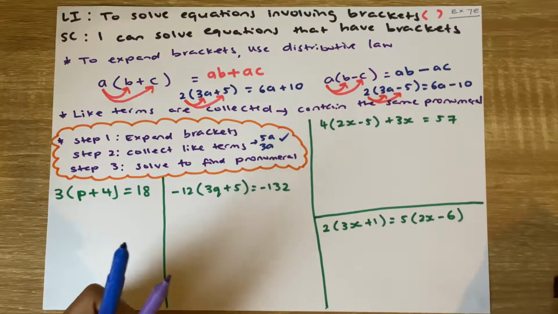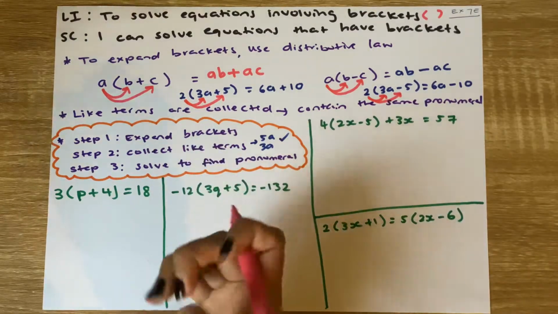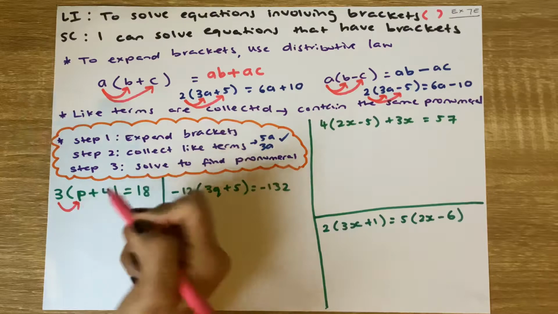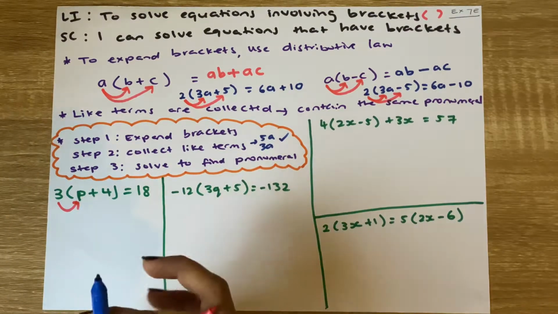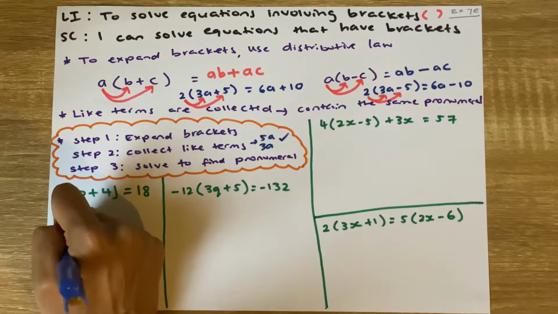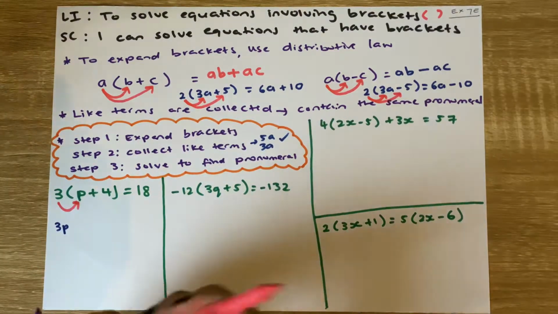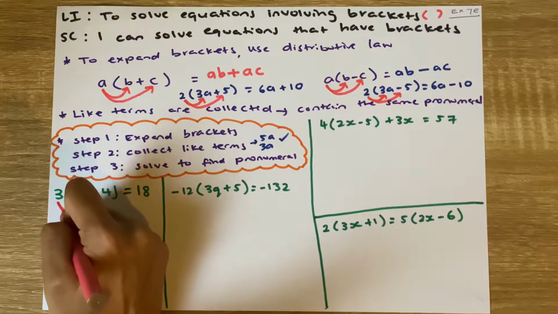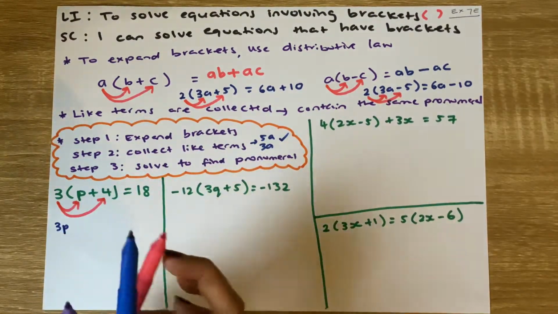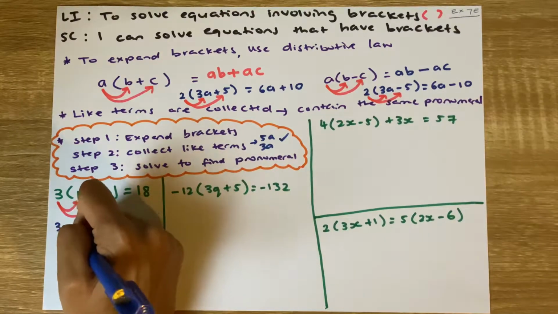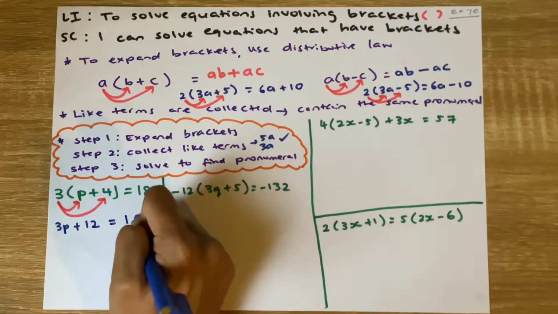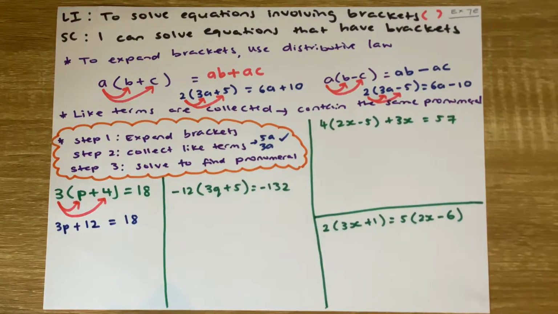So first step, expanding brackets. So we are going to go outside times first inside. So that is 3 times P. Okay, so 3 times P is 3P. We are then going to go outside times second inside. 3 times 4. 3 times 4 is 12. So we are going to say plus 12 equals 18. There's no brackets there, so I can just write that as it is.